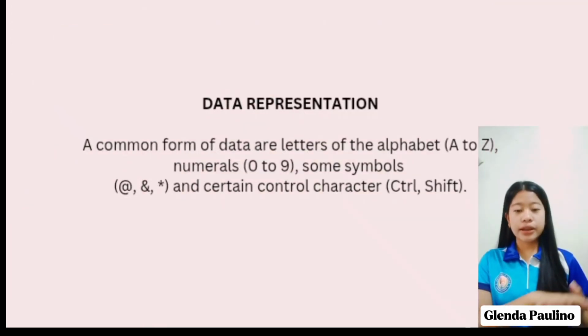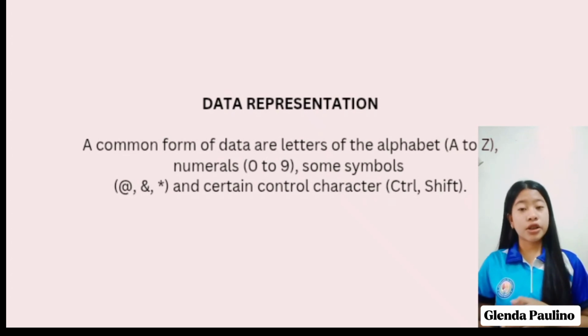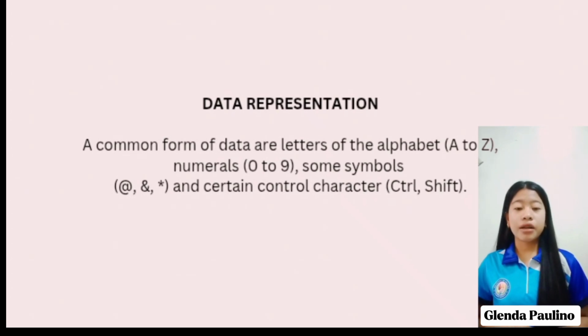So, let's proceed to the data representation. So, when we say data representation, it is a common form of data: letters of the alphabet A to Z, numerals 0 to 9, some symbols, and certain control characters. So, this type of data is convenient for human beings, but all of the data in digital computers is represented in binary form.